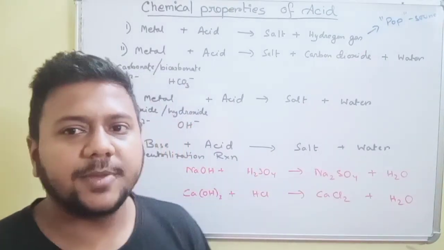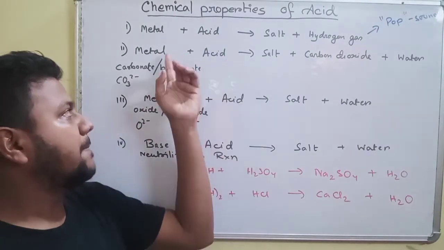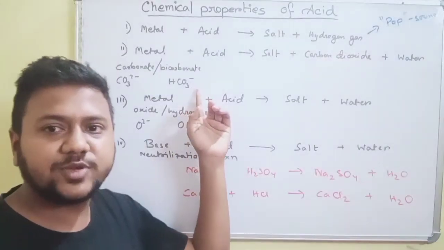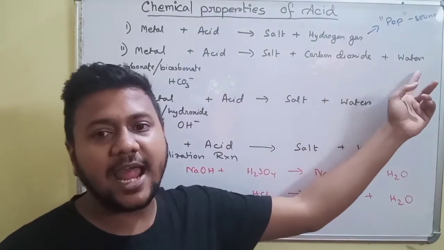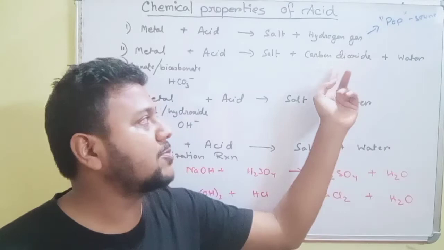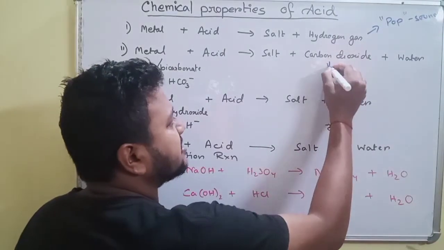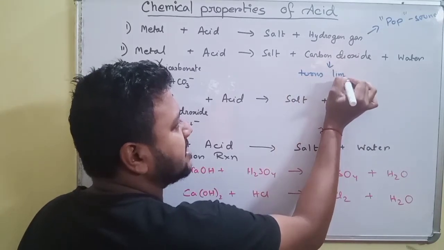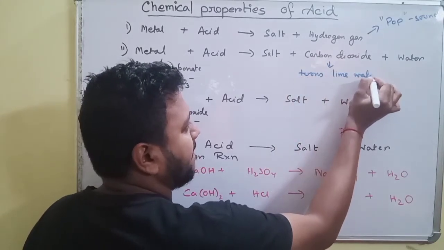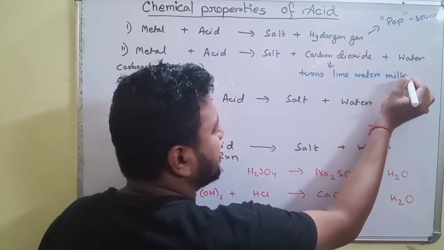Okay, we are coming to the next reaction. When a metal carbonate or metal bicarbonate reacts with an acid, they give us salt, carbon dioxide and water. So this carbon dioxide can be identified by it turns lime water milky. It turns lime water milky.